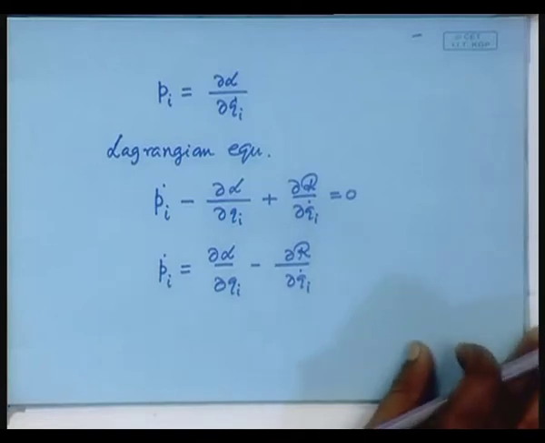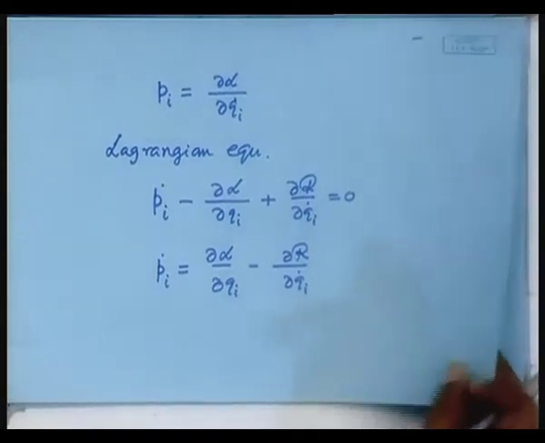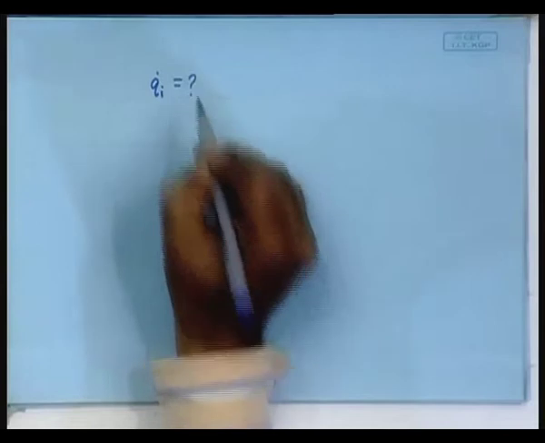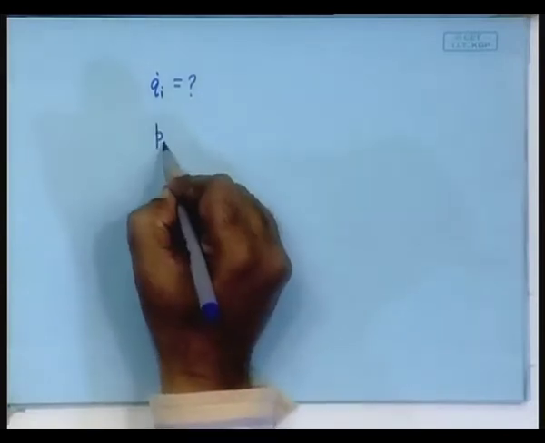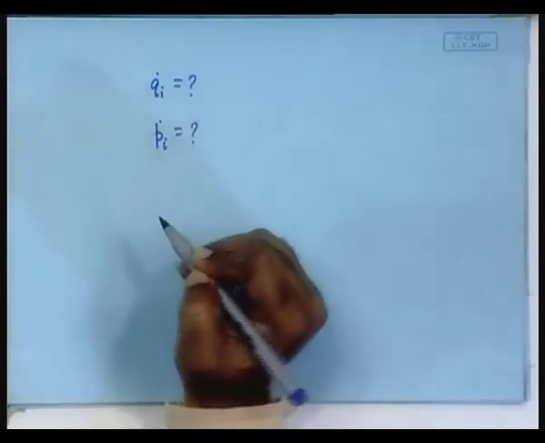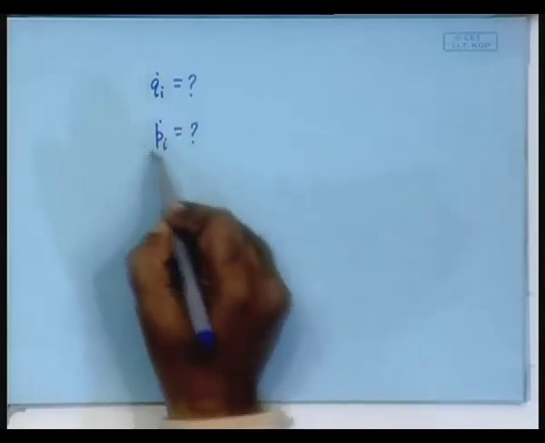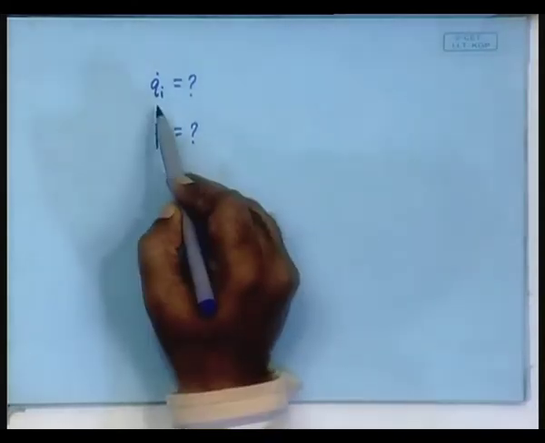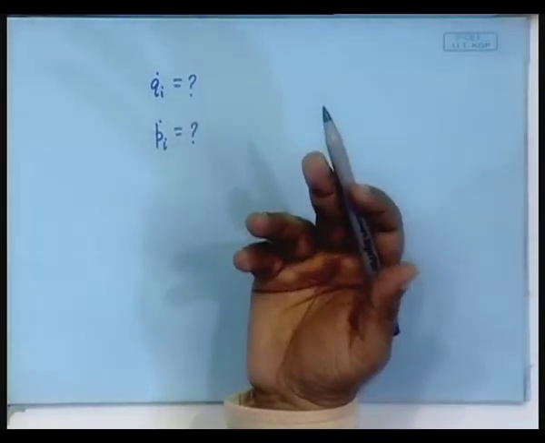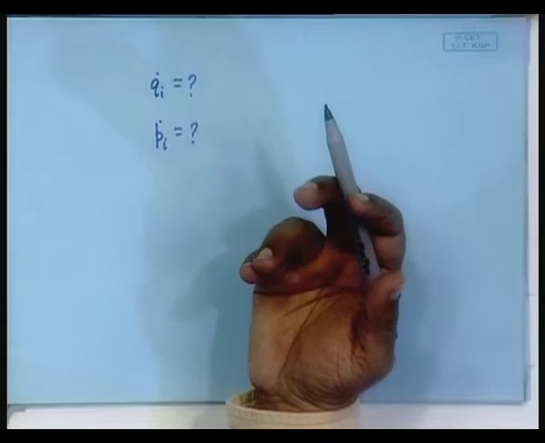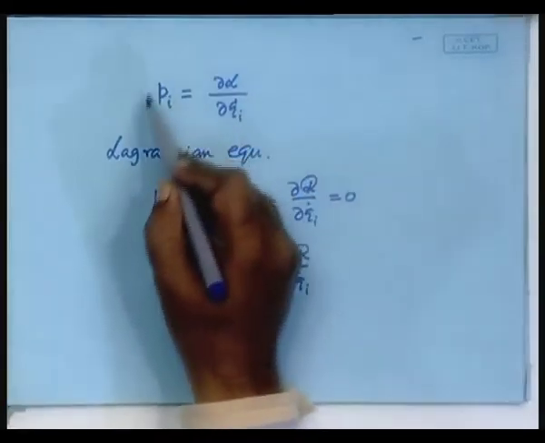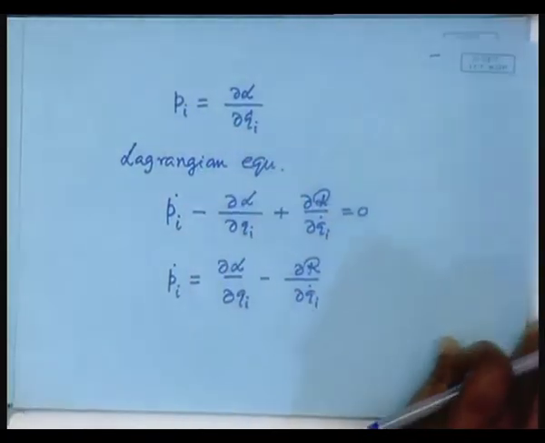So, if you want to derive the first order differential equations of any system, essentially you would need to write Q I dot is equal to something and P I dot is equal to something. Now, P I dot is equal to something that is obtained from this equation, and Q I dot is equal to, how do you get it? You will actually get it from this. Let me illustrate how.